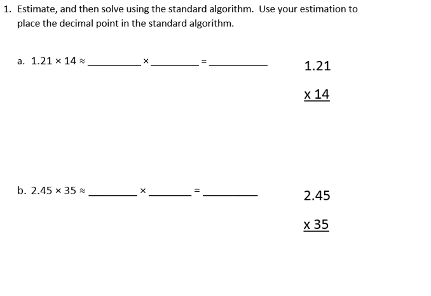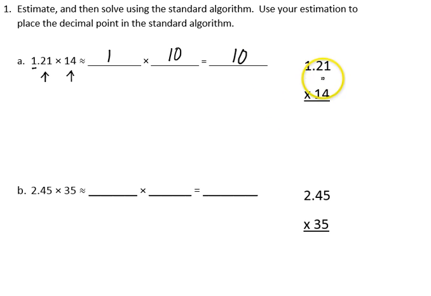I'm going to start by estimating my two factors. I have 1 and 21 hundredths times 14. Well, if I round 1 and 21 hundredths to the nearest whole, that would give me 1. 14 rounded to the nearest 10 would give me 10. 1 times 10 is 10. So I know my answer will be somewhere near 10. Since I rounded both of these numbers down, my final answer will most likely be larger than 10, but it should be somewhere around 10.